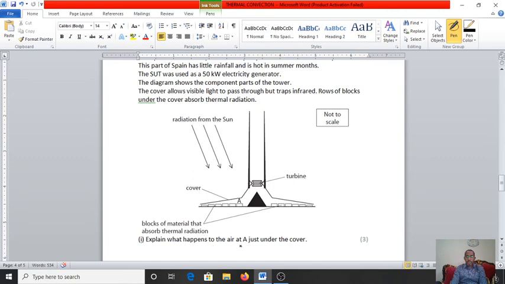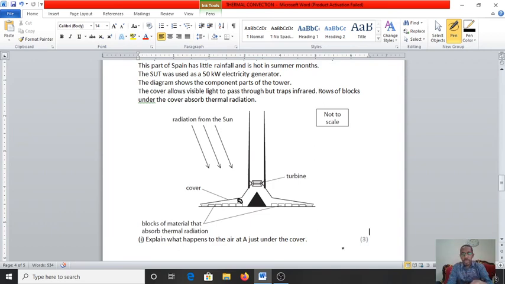So explain what happens to the air at A, just under the cover here. What happens here? Since these blocks are hot, number one, they heat up the air. So the air in contact with that block at A will heat up. Air becomes hot. Then the air will expand. When it expands, it will become less dense. When it becomes less dense, it will rise. Those are 4 marking points. The question needs only 3.